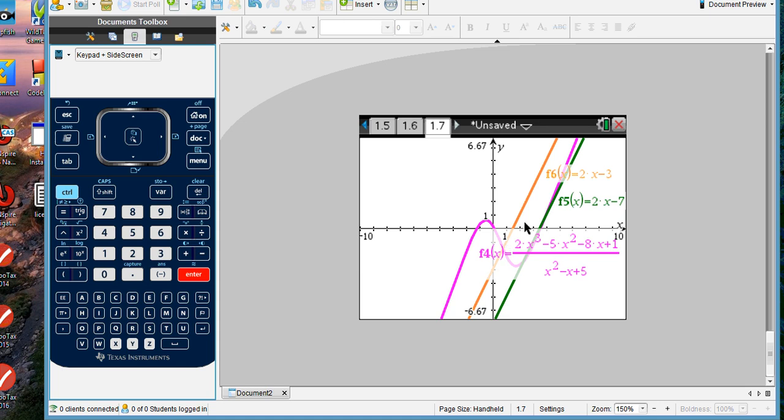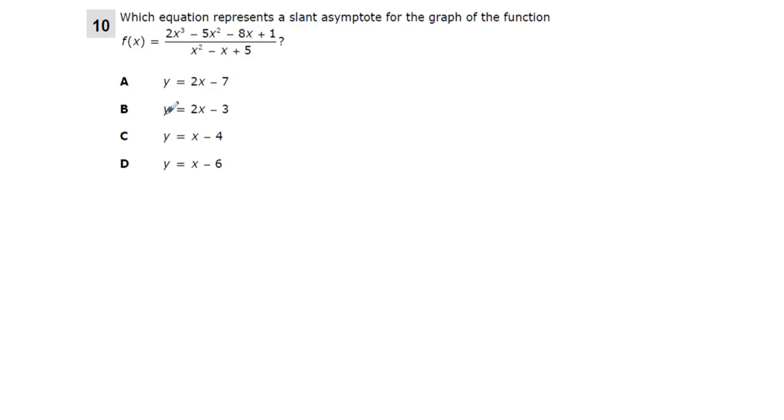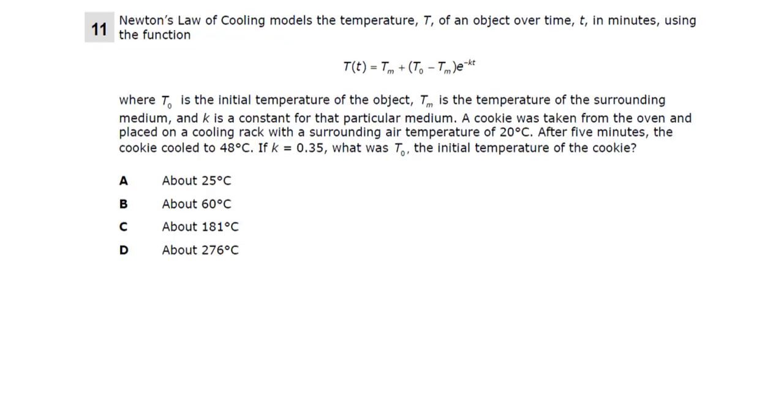And if you see this 2x minus 3, this orange one, it kind of goes right between the two. The green one is not evenly split between the two. So the best answer is going to be this answer choice B, this 2x minus 3. And so you kind of look for the symmetry on those types of problems. I don't know exactly what kind of problem you're going to get. In this case, B will be our correct answer.